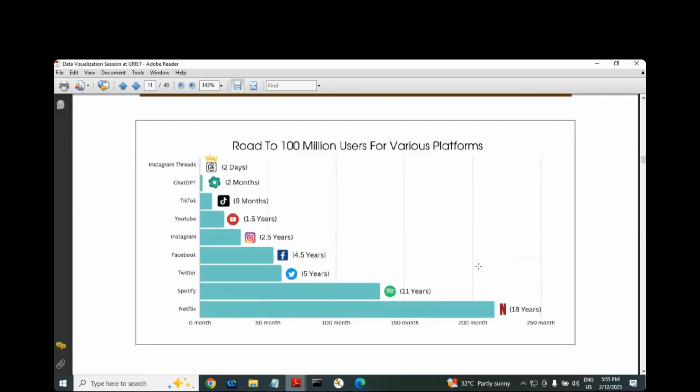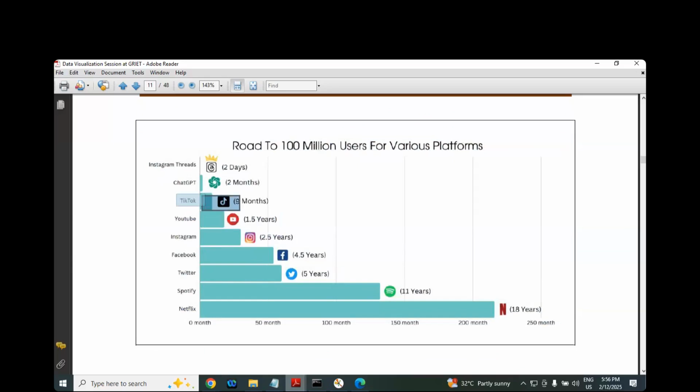I mean to say, Netflix took almost 200 months to reach 100 million customers. Listen carefully. Imagine Netflix company, 18 years they spent to reach 100 million customers. Then the next one, Spotify. The next one, Twitter, 5 years. The next one, Facebook, 4.5. The next one, Instagram. The next one, TikTok actually.